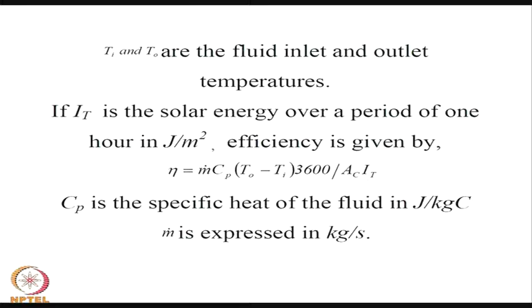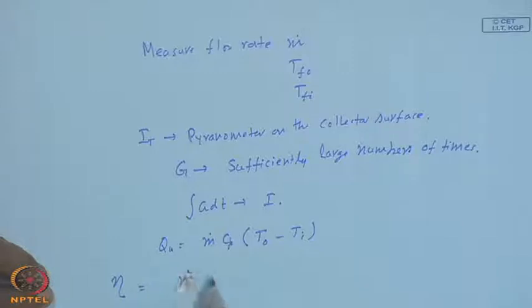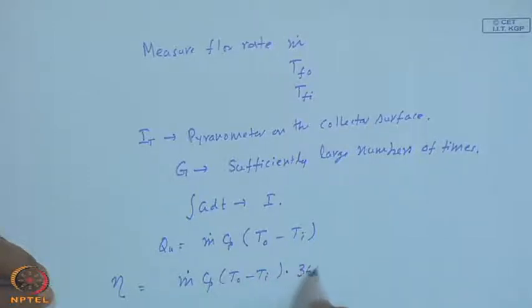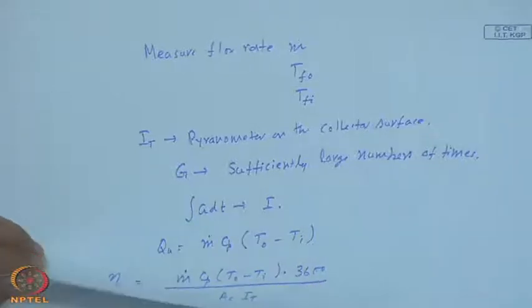So, the measured efficiency can be m dot Cp times To minus Ti, times 3600, by Ac into IT. Essentially, 3600 is used to divide IT by 3600 to make it watts.